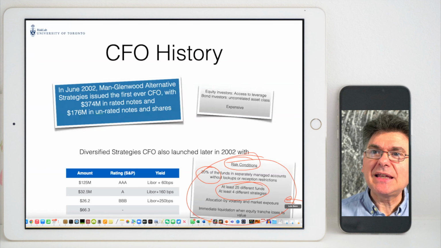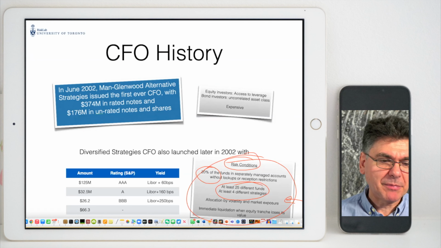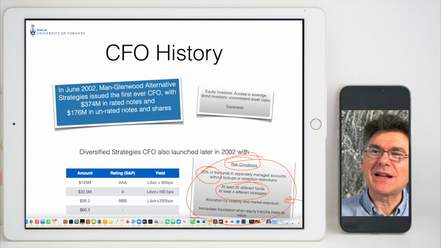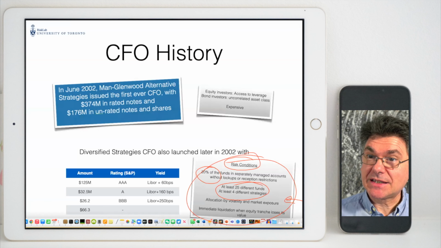Allocated by volatility and market exposure. Let's forget about market exposure. Allocation by volatility. What does that mean? That's risk parity. Right? So you're going to allocate less to more volatile assets and more to less volatile assets, just like in your assignment.